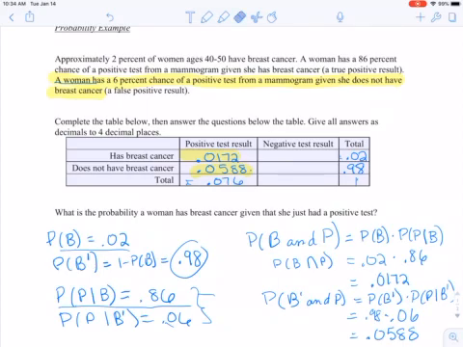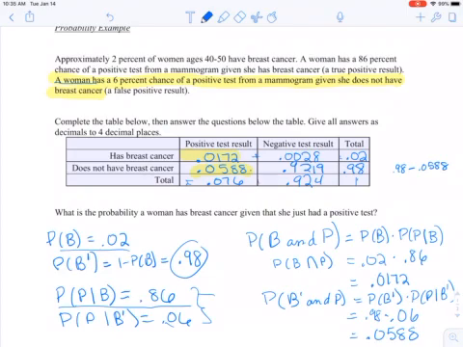Okay? Now, when we do our row totals, because we know adding these two together will equal our 0.02, we can just subtract 0.02 minus 0.0172, and we get 0.0028. Okay, and we can do the same thing here. We do 0.98 minus 0.0588, and we get 0.9212. And then we add those two together, 0.0028 plus 0.9212, and we get 0.924.